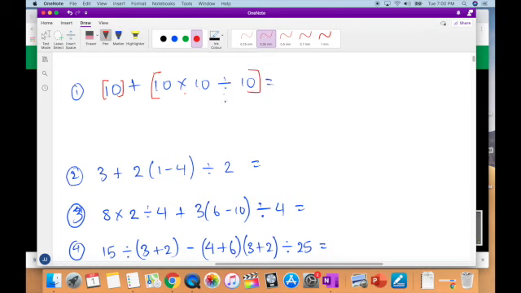And the point is that you could do this in any order, right? So I could say 10 times 10 is 100, and then 100 divided by 10 will give me 10, right? I could have done it the other way around too. I could have done the division first and said 10 divided by 10 is 1. 1 multiplied by 10 is 10.